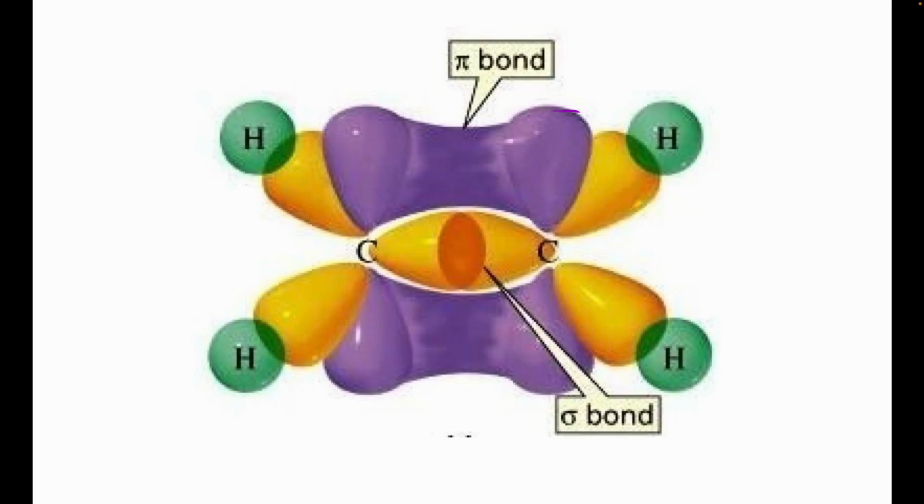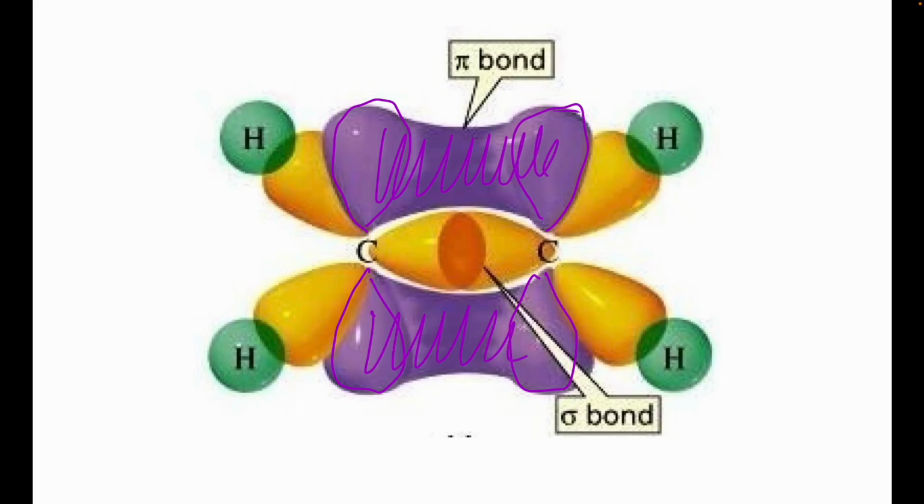A pi bond is special though. In a pi bond, that electron density isn't directly between those two atoms, but it is sitting above and below the plane of that atom. So in a pi bond, both of these atoms have these peanut-shaped p orbitals. And it's the overlap of those peanut-shaped p orbitals that extends above and below the molecule that makes up a pi bond. All right?